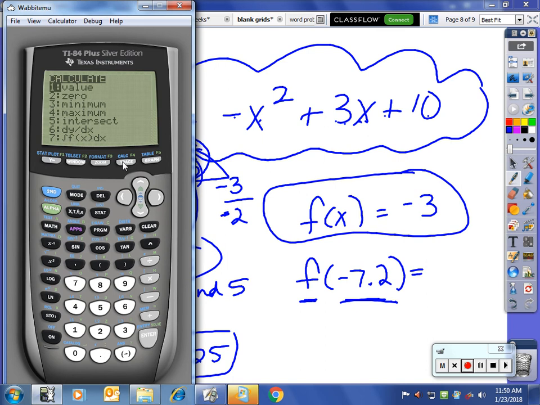I could just go straight to calculate value, and it's going to ask me, what do you want x to be? Or what do you know x is? I know x is negative 7.2. Hit enter, and what's the y that goes with it? Negative 63.44. Or I could have done it in the t-chart. I could tell the t-chart to start at negative 7.2. Look at my table of values, and sure enough, negative 63.44.